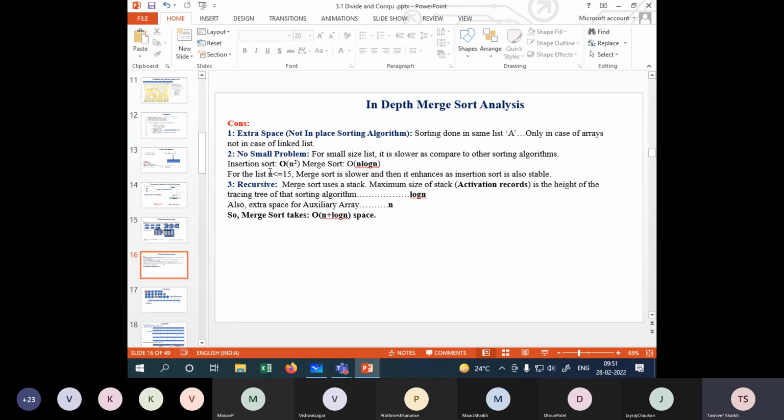And it has been seen in research that when the size of the array is less than or equal to 15, when we have to sort 15 elements, merge sort is slower than other algorithms, maybe insertion sort. So if we have an array of size 15 and we apply insertion sort and merge sort to it, insertion sort will be faster. But as soon as the size of n gets greater than 15, nothing can beat merge sort.